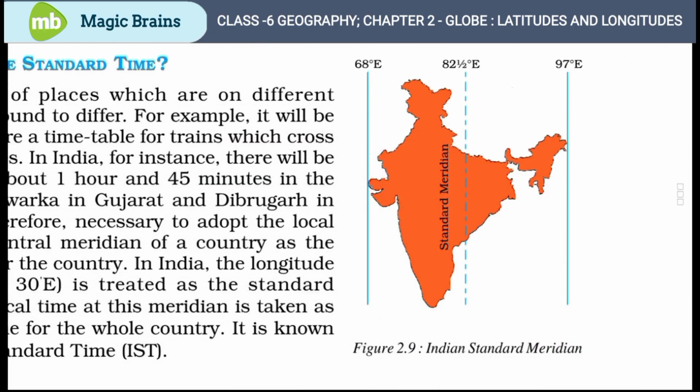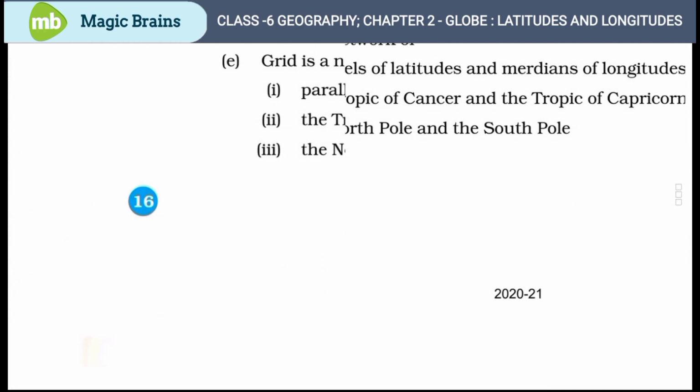Figure 2.9 shows Indian Standard Meridian. That is 82.5 degrees east or 82 degrees 30 minutes east. On our right, we see 97 degrees east longitude, and on our left we see 68 degrees east longitude. Page number 16.